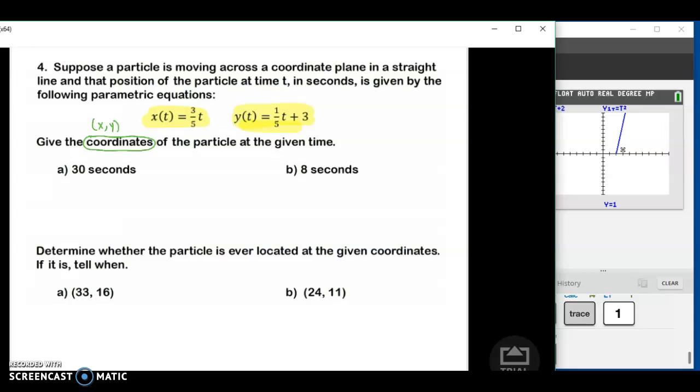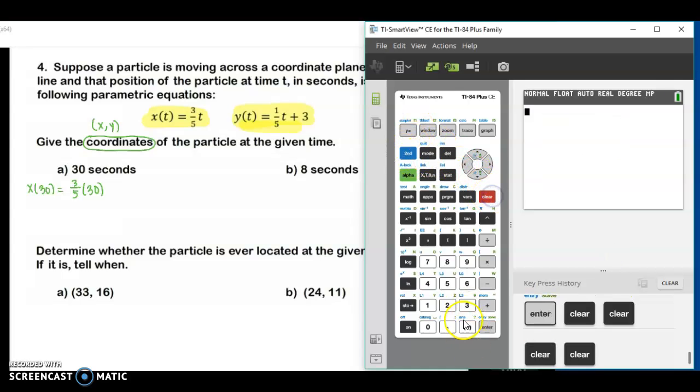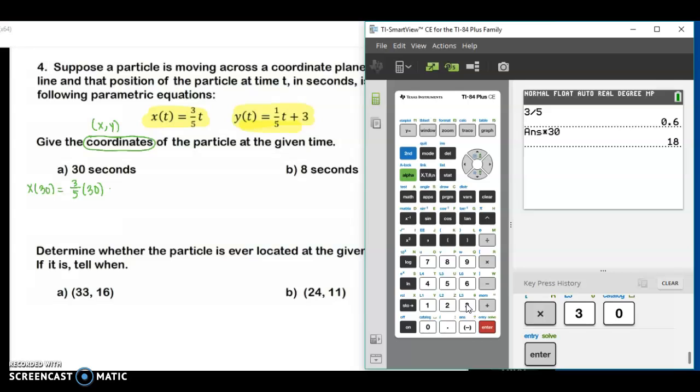So if we are given 30 seconds, we can do x of 30. So we're just going to plug in 30. So if we do 3/5 times 30, and this is just typing this into your calculator on the regular part, this is just 3/5 times 30, and that'll give us 18. And then to get the y value, we're going to plug in 30. So 1/5 times 30 plus 3.